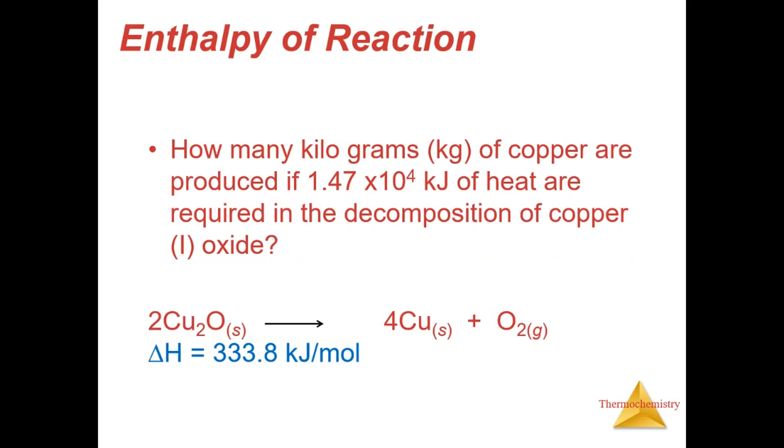How many kilograms of copper are produced if you have 1.47 times 10 to the 4th kilojoules of heat that's required in the decomposition of copper oxide? Copper oxide requires 333.8 kilojoules per mole.